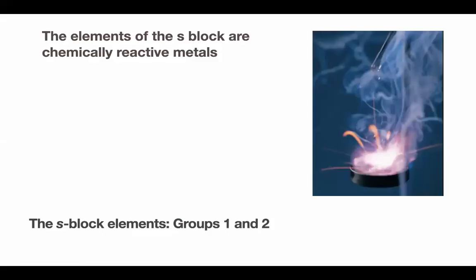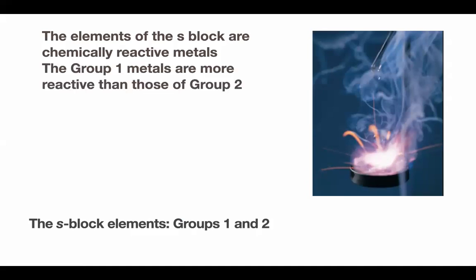So looking at the S block elements, groups 1 and 2. These are very highly reactive metals. Group 1 metals are more reactive than group 2. Can anybody think of a reason why group 1 would be more reactive than group 2?